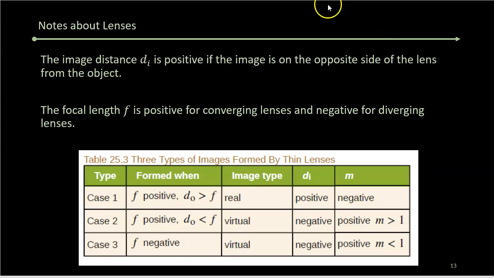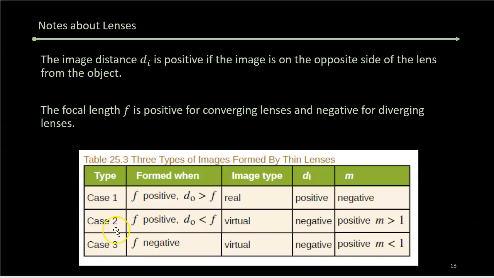Right? So this chart just kind of helps you figure out, all right, I've got a converging lens, f is positive, but I'm farther away from the lens than a focal length, so I get a real image. It's positive, the magnification is negative. The image is real and on the opposite side of the lens from the object.